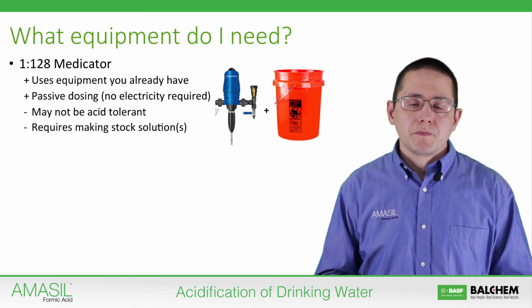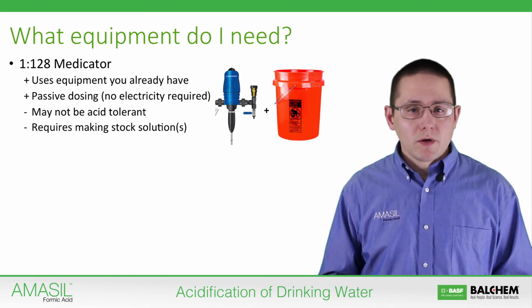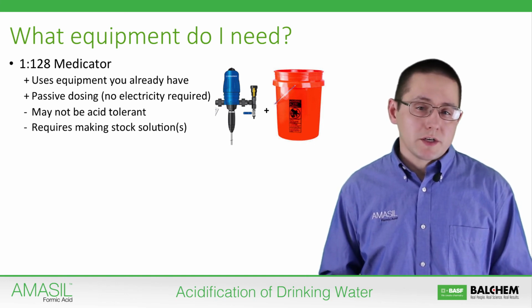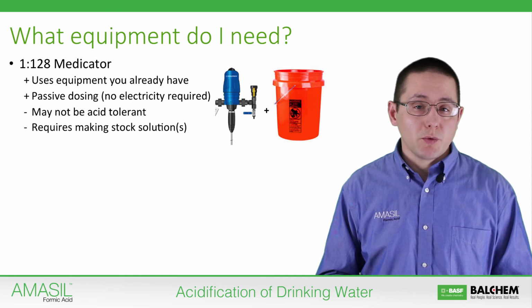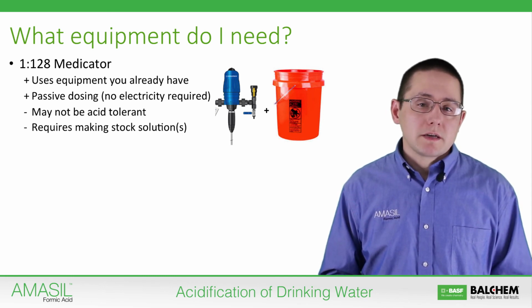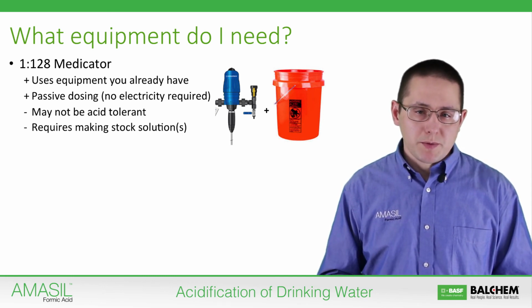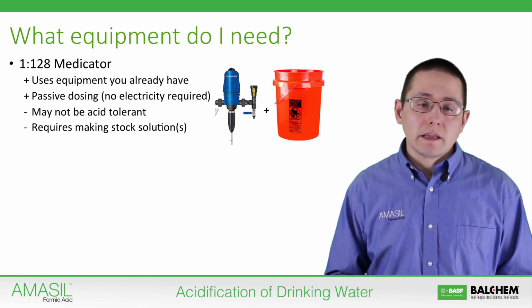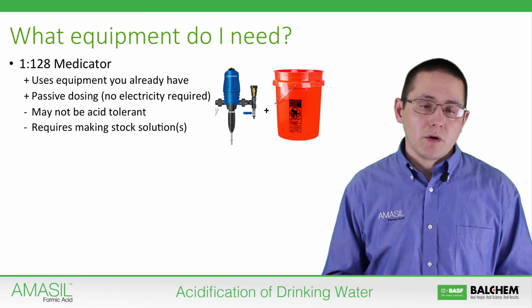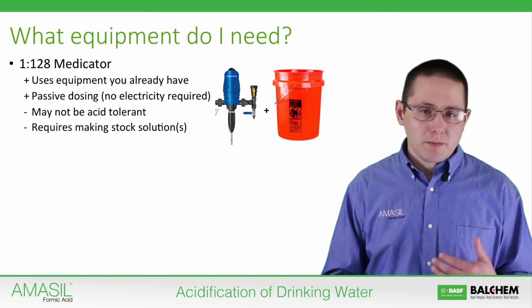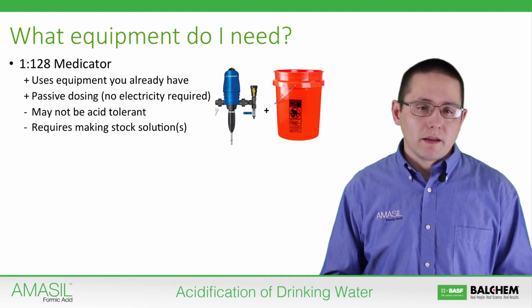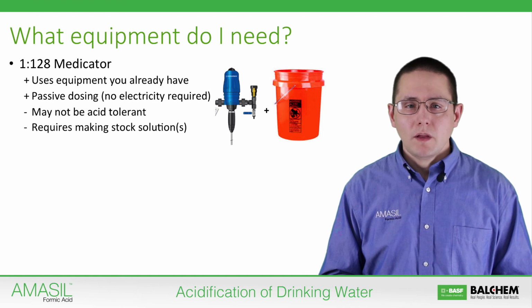It's already there usually. Some of the downsides are that most of the ones that are installed in North America are not acid tolerant, so while it may be good for a while, eventually you'll probably have to replace it a little bit sooner than you would otherwise. And it requires making stock solutions. So that's what's represented by the orange bucket. You're going to have to mix formic acid with water because you're going to need a greater dilution than 1 to 128. So you're going to have to put some acid in a bucket, add some water, and then drop the line into that and then pull from that like you would with, say, a mix-up of a waterline medication.